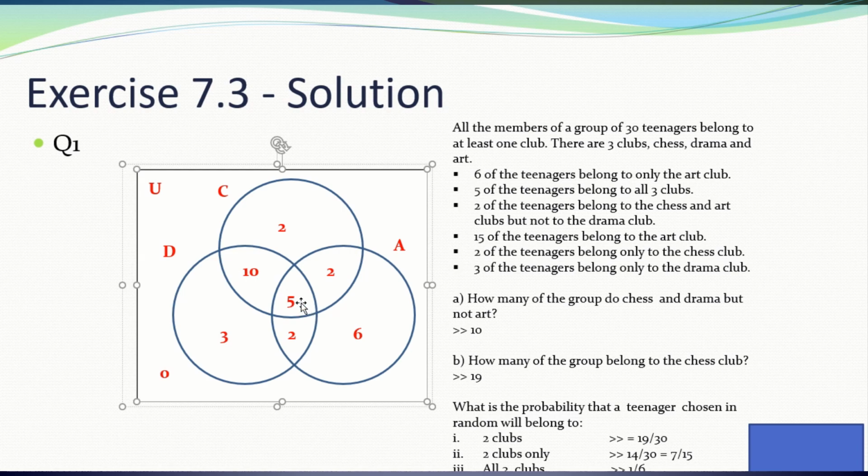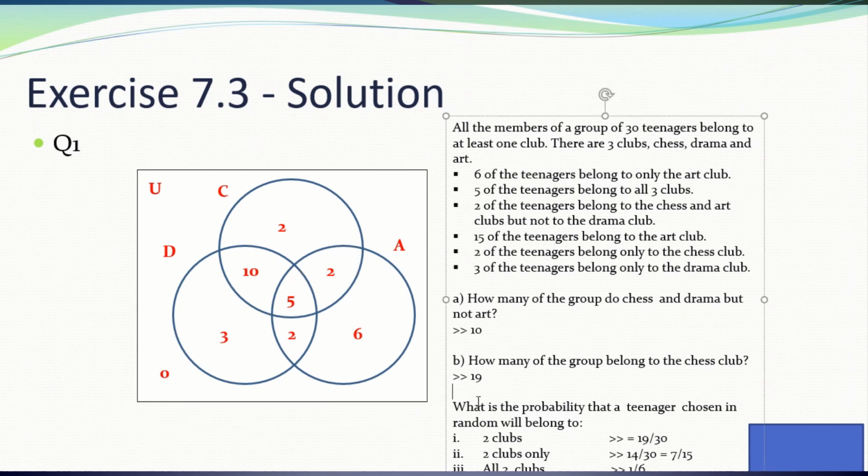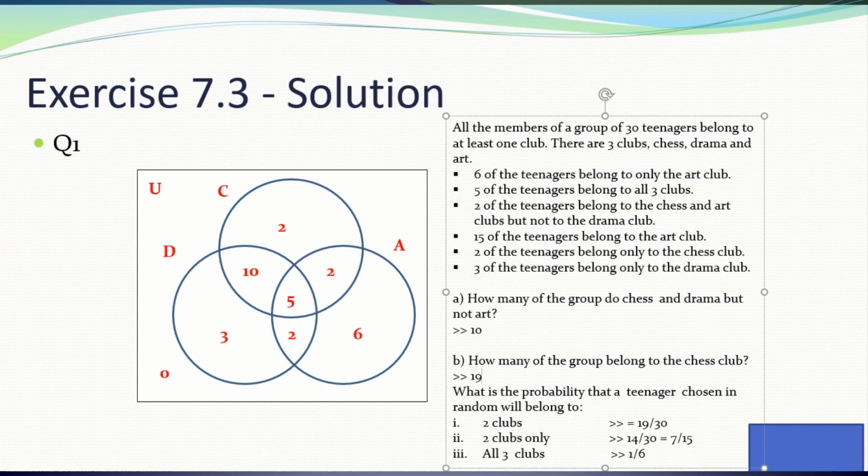So you take 10 plus 5 plus 2 plus 2. You get 19 out of 30. 2 clubs only means only 2 clubs: 10 plus 2 plus 2, which is 14. All 3 clubs is 6 out of 30. Final answer, 1 over 6. Alright. Everybody okay there? So pause the video as you're doing it. Alright. Any questions, just ask.